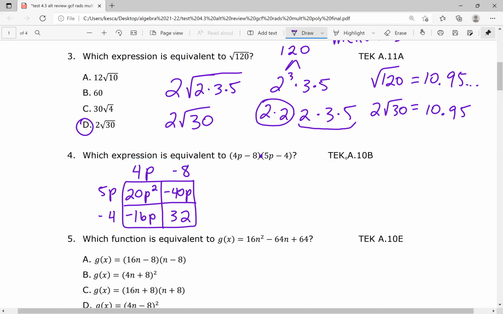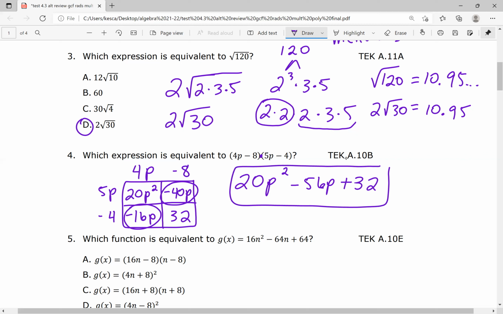And now we're going to go through and combine like terms. So 20p squared, that's my only p squared, so that will be first. Okay, and then now the negative 40p and the negative 16p, those can be combined. And so in your calculator, I want you to type negative 40 plus negative 16. And that would give you negative 56p. And then finally, 32 is a constant. That's the only constant. So we just put it on the end here. And there you go.